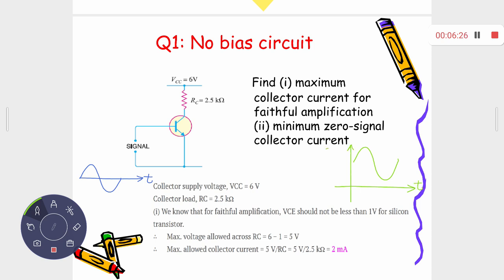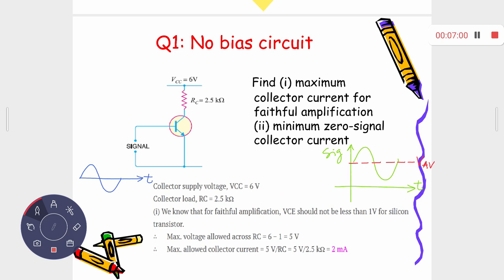Suppose this is a signal. Whenever the signal level is zero, that means there is no fluctuation. What is the average level of this one? This is the average level of the signal. Let it be, say, V of AV. Now this is not equal to zero. This is some non-zero value.